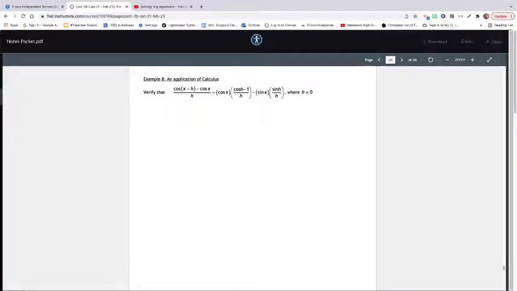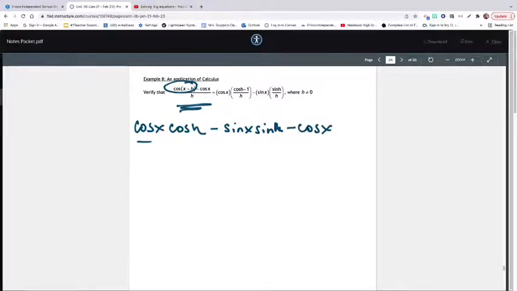Okay, on this last one, I'm going to expand this out. Or actually, I'm expanding that out. So it will be cosine x cosine h minus sine x sine h. And then that's expanded, so now finish it out. So now minus that cosine x, all of which is over h. So we're trying to verify that this left-hand side equals the right-hand side. So we're trying to make it look like this.